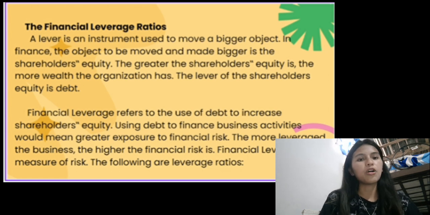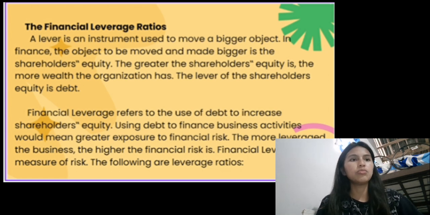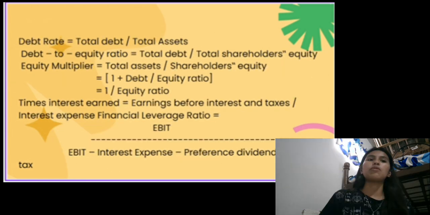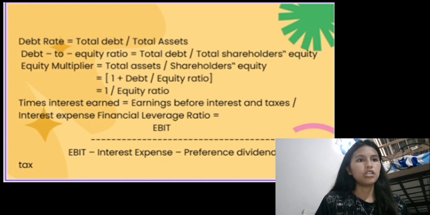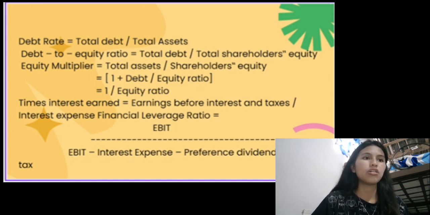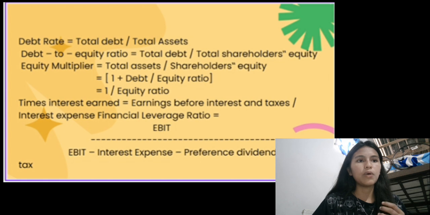So, ito yung computations para makuha yung mga debt to equity ratio. So, debt ratio equals total debt divide total asset. So, debt to equity ratio naman is total debt divide total shareholders' equity. Then, equity multiplier equals total asset divide shareholders' equity. Or pwede rin siyang makuha ng 1 plus debt divide equity ratio.